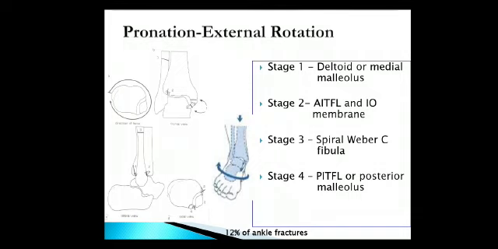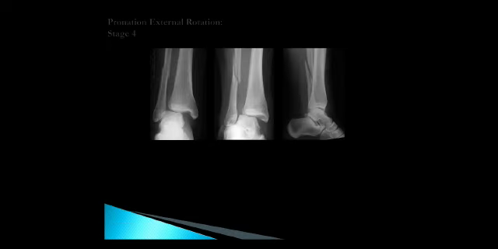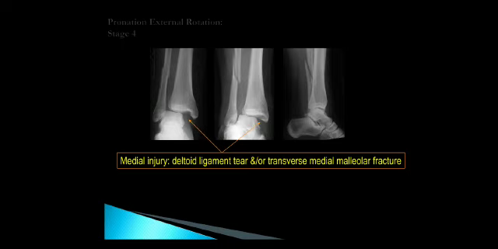Then in stage 3, still further external rotation causes the fibula fracture. Here, in external rotation, the fibula fracture is higher up, and that is why it's Weber C. We will be discussing the Weber classification. Then further external rotation will cause posterior inferior talofibular ligament injury or a posterior malleolus fracture. So we can see here the deltoid ligament is injured, the medial joint space is increased, there is a syndesmotic injury, and the fibula fracture, that is Weber type C, a spiral fracture.